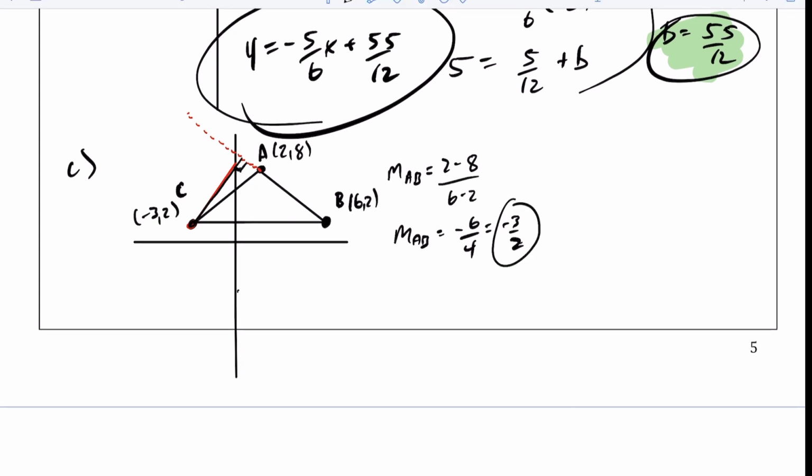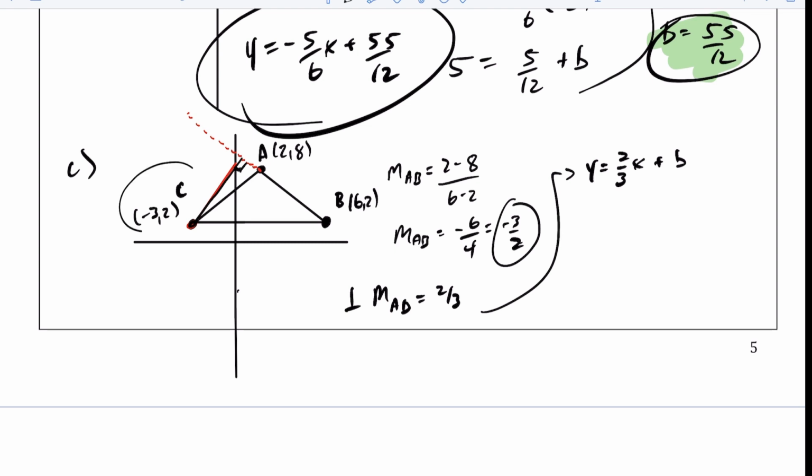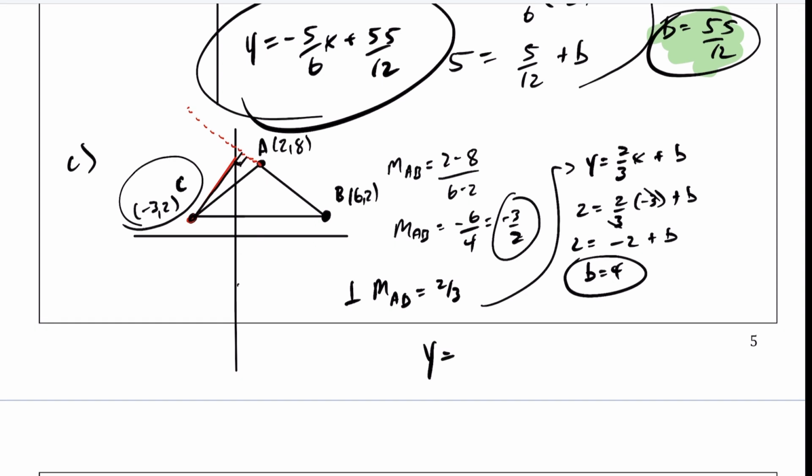So the slope that I want is the perpendicular slope. The perpendicular slope of AB is going to be 2/3, and therefore the equation is y equals 2/3 x plus b. Then I can go ahead and sub a point in. I only have one point to sub in, the point negative 3 and 2. Sub that in here, we get y is 2, 2/3, and x is negative 3. And we get 2 equals, these will cancel, negative 2 plus b, and we get b is 4. So the equation of altitude line C is going to be y equals 2/3 x plus 4.